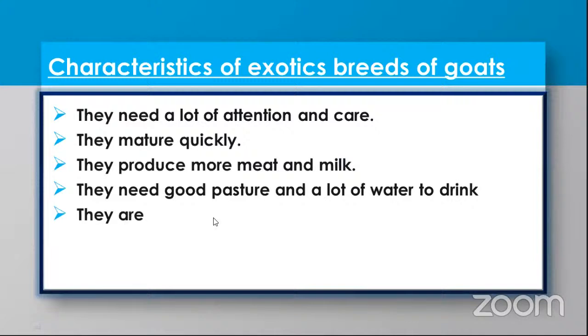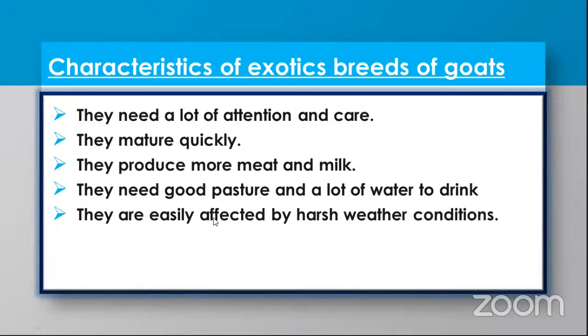Then another point, somebody said they are not resistant to harsh weather. So here I'm saying they are easily affected by harsh weather conditions. Once there is a lot of rainfall, these animals are easily affected. Once there is too much sunshine, they are easily affected. So these are some of the characteristics.